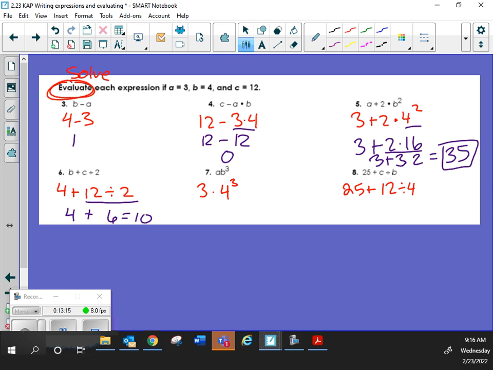4 cubed is the same thing as 4 times 4 times 4, which you can do 16 times 4, and that is 64. 3 times 64. Math. Let's go. 3 times 4, 12. Carry that 1. 6 times 3, plus 1, 19. 192. Did we get that? Is that a spicy meatball? Maybe. Okay, what do I do first on the last one?